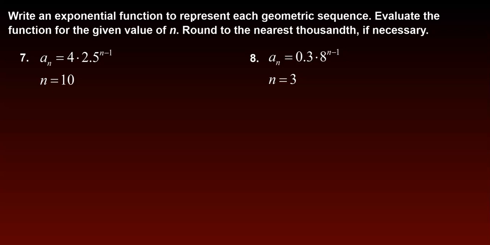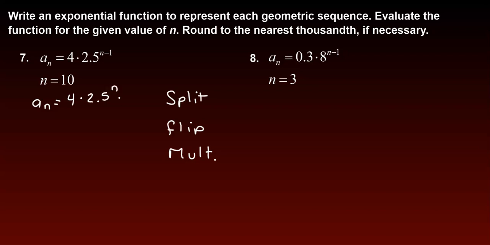So the process I like to use for this is a process called split, flip, multiply. So at least the first thing we're going to do is split that exponent up. So we can take 2.5 to the n times 2.5 to the negative 1, because we know that if the bases are the same and we're multiplying, we add the exponents. So we would take n plus negative 1, or just n minus 1. So we're just sort of splitting it up.